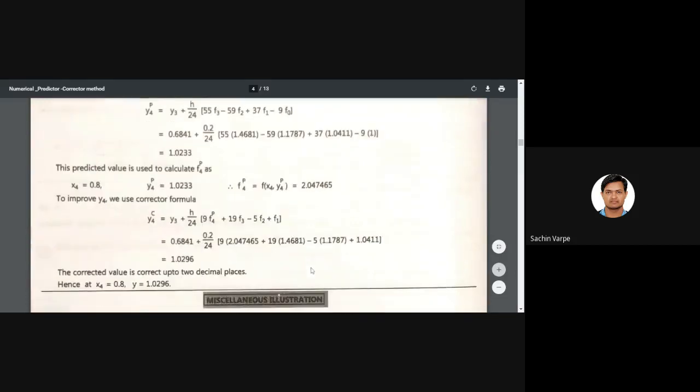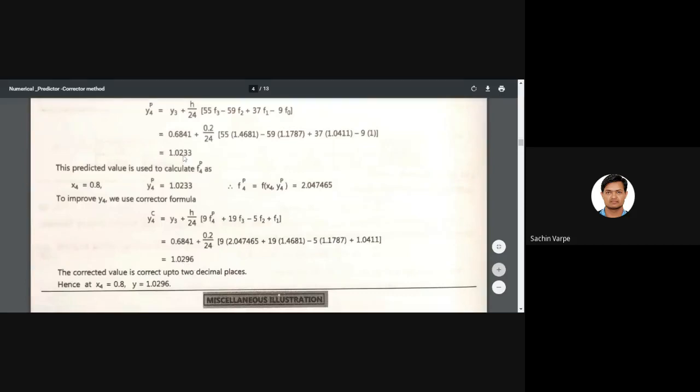Okay, so to improve this, for the correction in y4p, we have y4c. That is y4c is y3 plus h by 24, 9f4p plus 19f3 minus 5f2 plus f1. Okay, so we have substituted all these values and we get y4c is 1.0296.